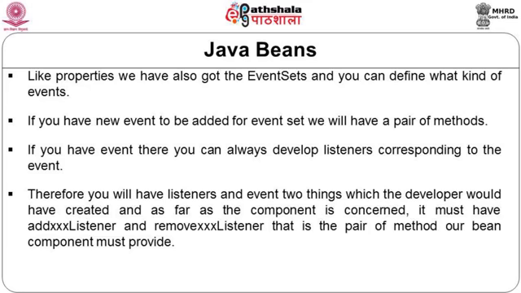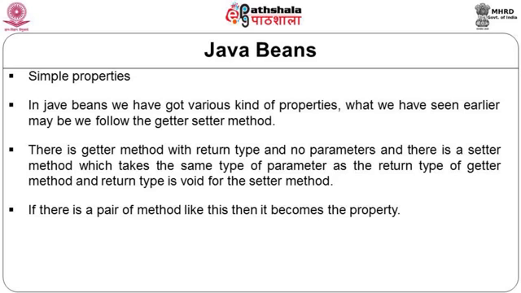Let us not go much into those methods and the event part. Let us concentrate more on the properties part. In Java beans, we have various kinds of properties. What we have seen earlier is the get and set method: there is a get method returning a particular data type with no parameters, and there is a set method which takes a parameter of the same type as the get method's return type, with return type void. If there is a pair of methods like this, that becomes a property. This is a simple property.